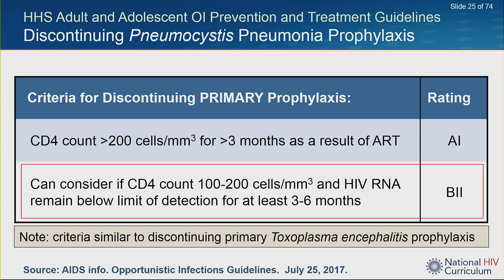However, that recommendation was modified in July, about a month ago, and now there's a B2 recommendation that you can consider discontinuing if the CD4 count is between 100 and 200, if the HIV RNA level has been undetectable also for at least 3 months. It says 3 to 6 months. So this is a new point in the HHS guidelines. This was actually mentioned yesterday in the panel briefly, but I wanted to just underscore this. This is now formally in the guidelines as a consider recommendation.